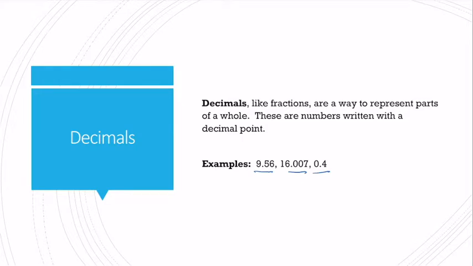And I find it really helpful sometimes when I'm thinking about decimals to think about money, okay? Because that's the most common time that we have to deal with decimals.